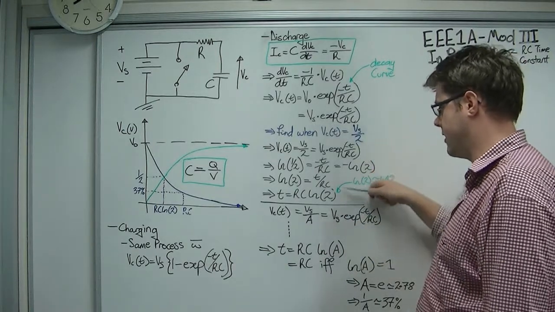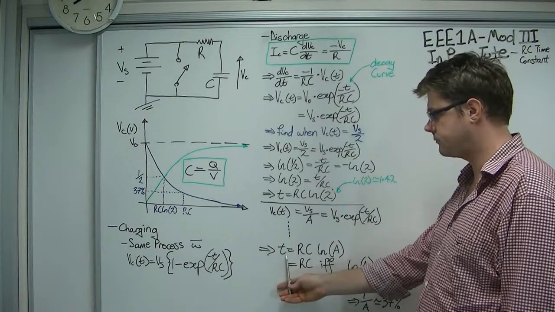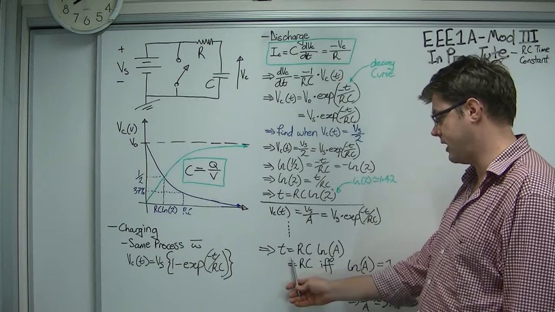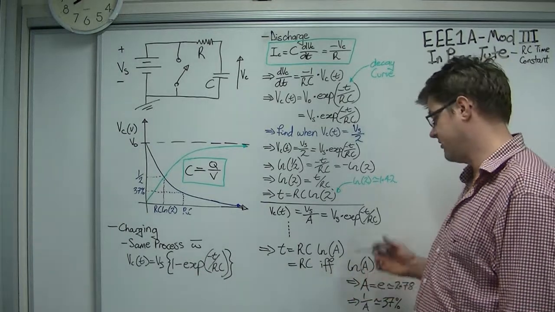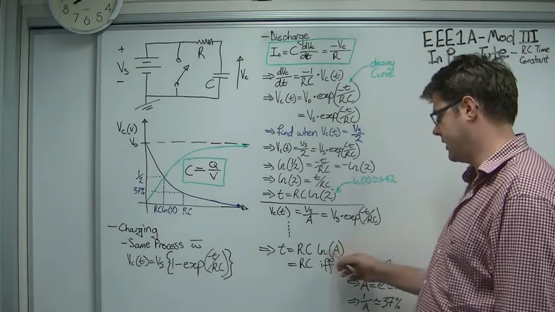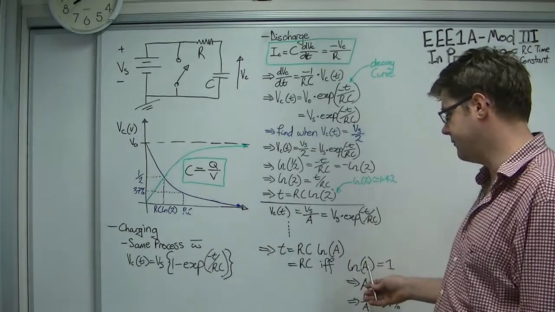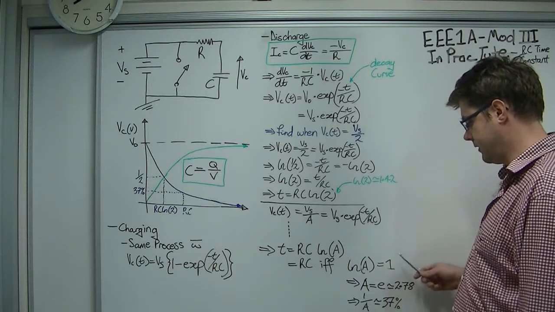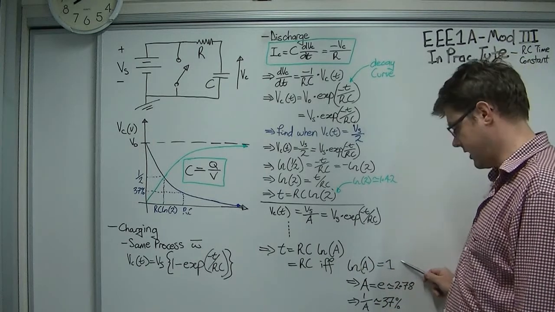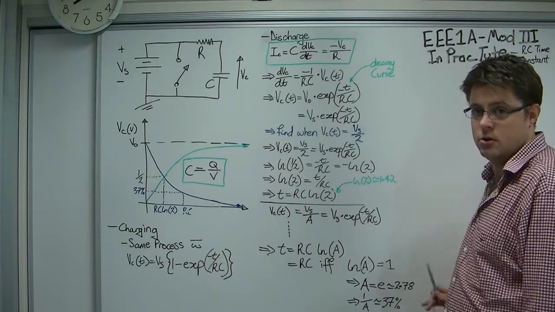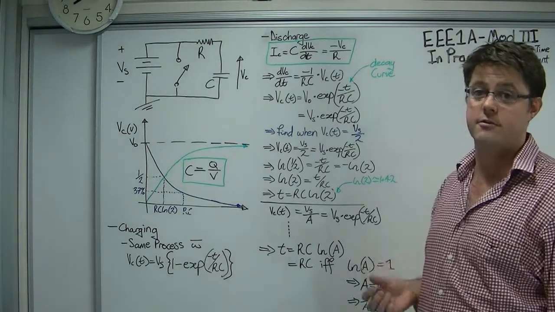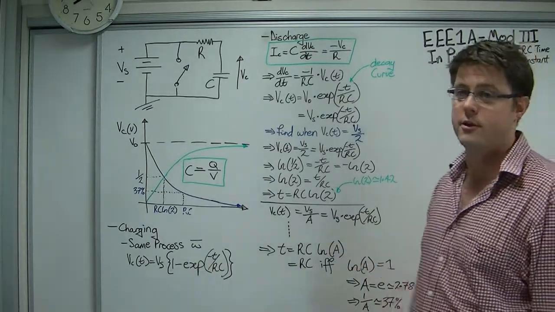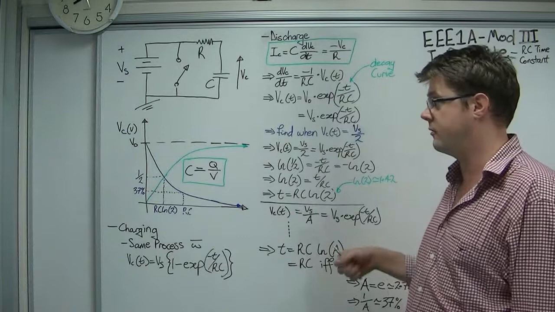We can crunch through the same algebra here and end up with this expression down here, which comes out as t equals RC times the natural log of a. Now I can set this to 1, and hence t will equal RC, if and only if the natural log of a equals 1. That's the case when a equals e. e is 2.718 for those of you playing at home without a calculator, and 1 divided by e is approximately 37%. So hence the answer to the question.